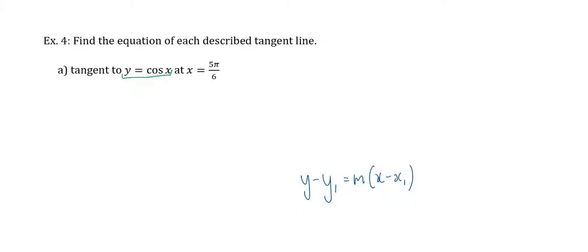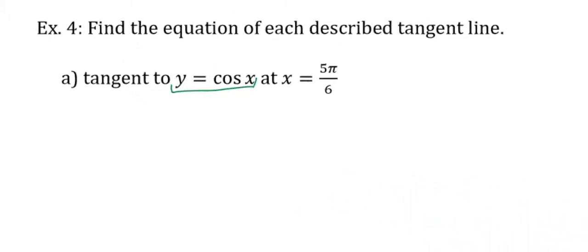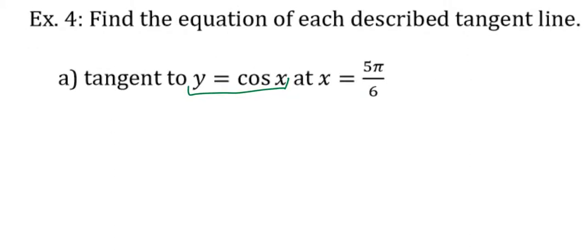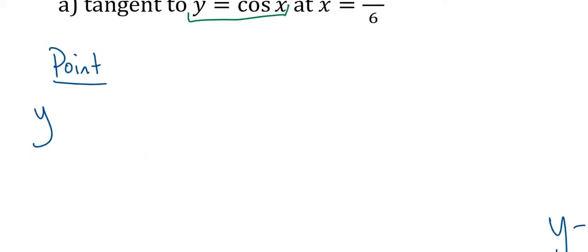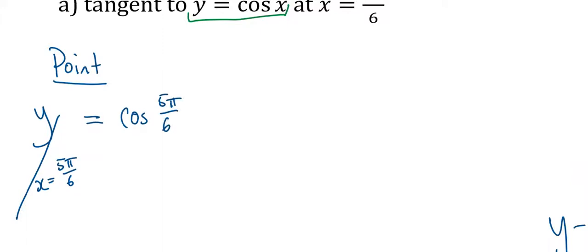Think about that as your objectives, right? It's a little bit tricky because we've got some more review to do. So I'm going to go ahead and find the point first. So I'm going to find y when x equals 5 pi over 6. I've got the x value of the point. I've got to find the y value of the point. So cos of 5 pi by 6. Oh boy.